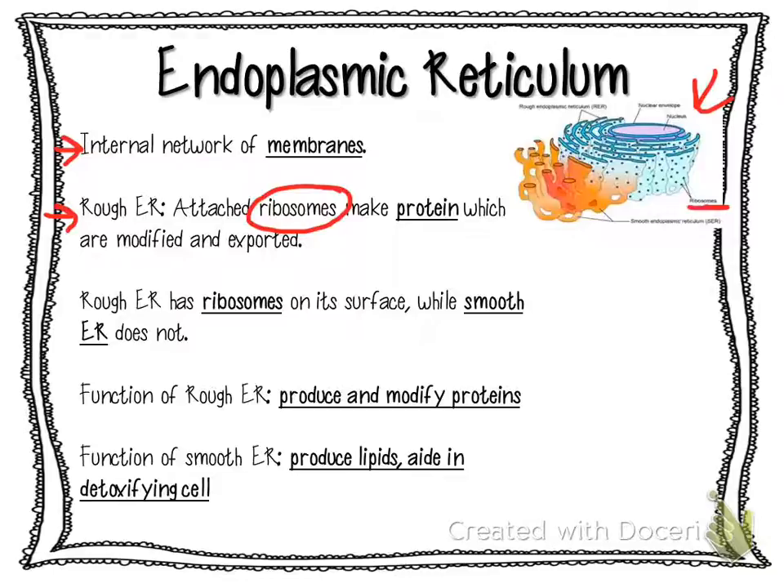Its job is to make the protein in the ribosomes, and then the ER actually modifies the protein to its final shape, and then exports it to the Golgi apparatus, where the Golgi will determine its final destination.